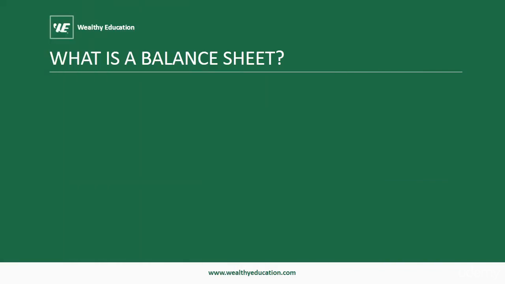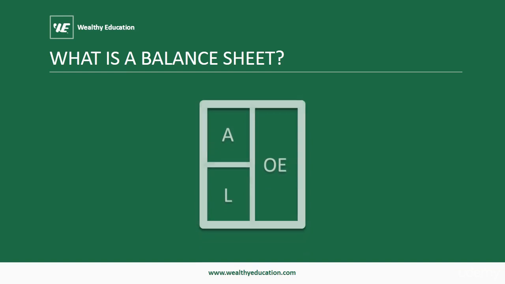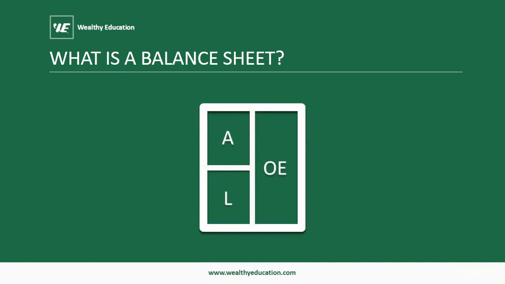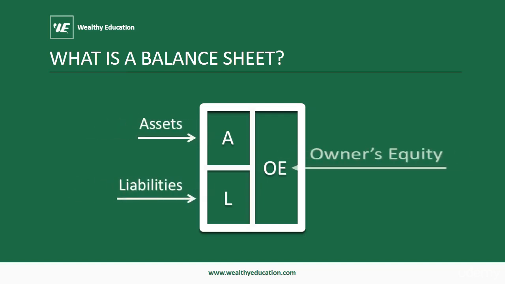Okay, the first financial statement that you should look into is the balance sheet. So, what is a balance sheet? In terms of definition, the balance sheet, or the statement of financial position, is simply a document that summarizes all essential information related to a company's assets, debts, and capital at a particular time period.